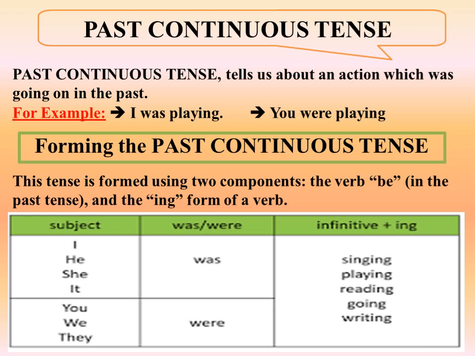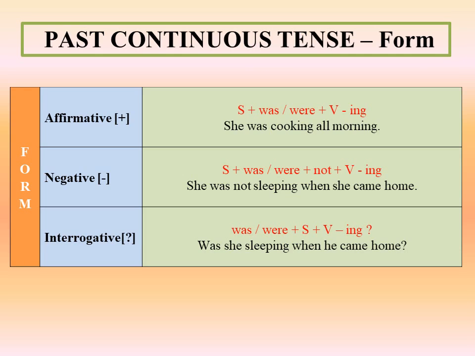You were playing. Okay. Forming the past continuous tense, in this tense two components are used, like the verb be and also ing. So I was singing, he was singing, she was singing, it was singing. So for I, he, she, it, we use was, and for you, we, they, we use the word were in the sentence. So you were singing, we were singing, they were singing.